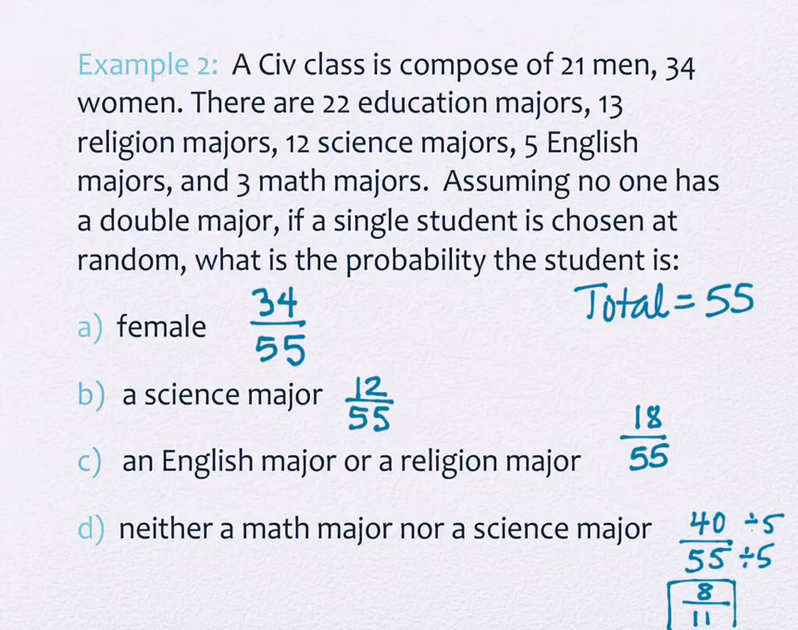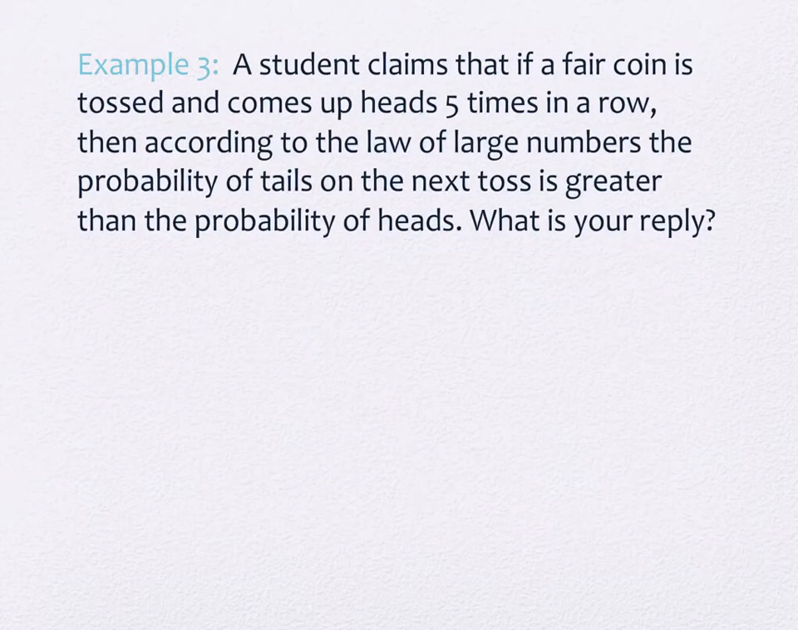All right. The next page is several questions that are more like type C kind of questions, right? It's not called communications. What does your book call it? Connections. Thank you. The connections question. So let's take a look at the first one. Example 3. A student claims that if a fair coin is tossed and comes up heads 5 times in a row, then according to the law of large numbers, the probability of tails on the next toss is greater than the probability of heads. What is your reply?